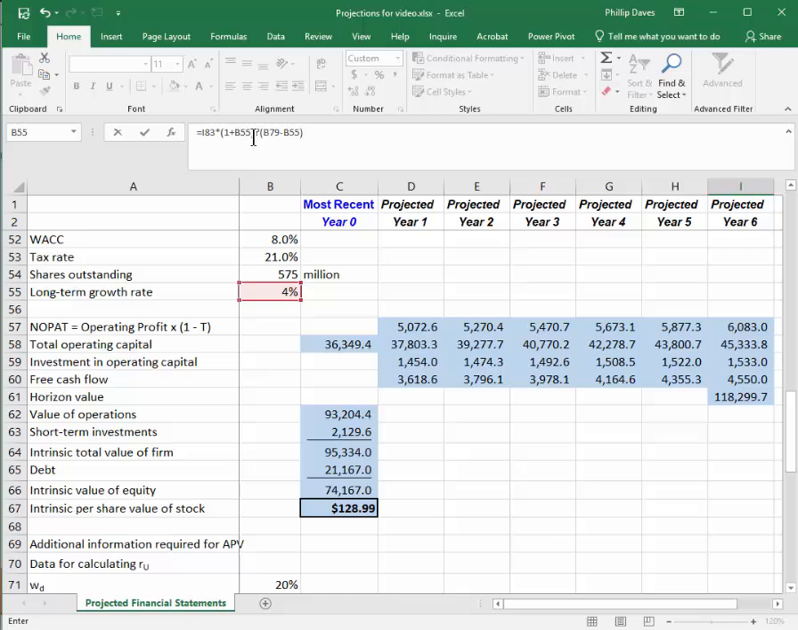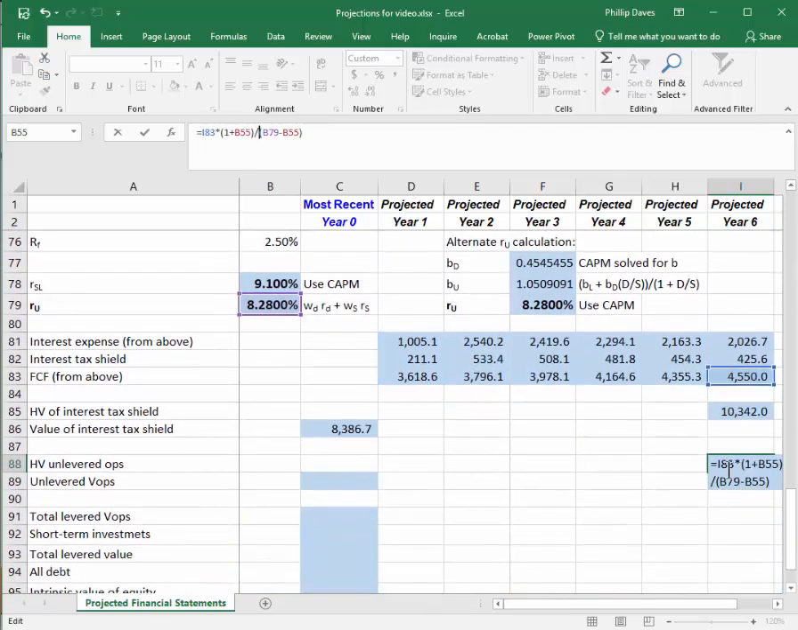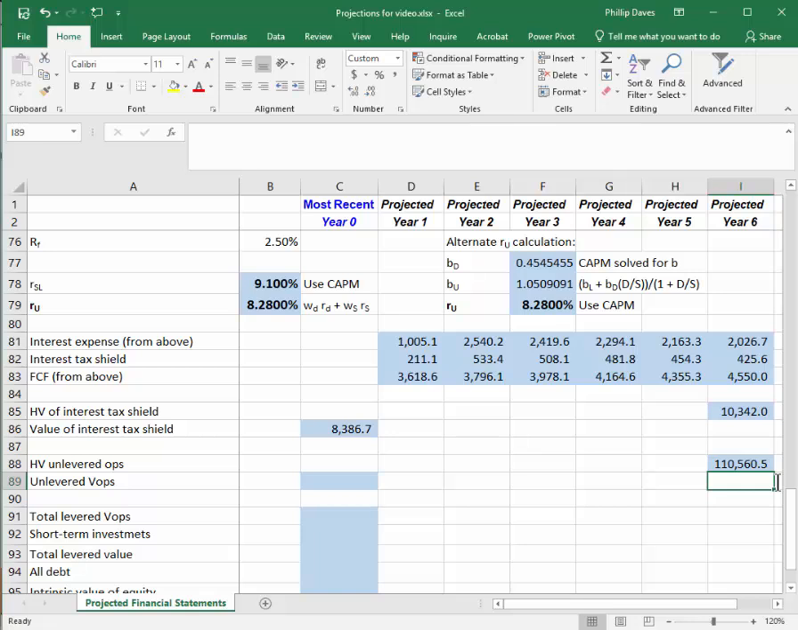And it looks like I have missed a formula here. I need a slash and not a question mark. So that gives us, let's look and make sure we've got everything the way it ought to be. That gives us the last free cash flow, grossed up one period, so times 1 plus the growth rate, divided by R minus the growth rate, and that gives us a horizon value of $110 billion.